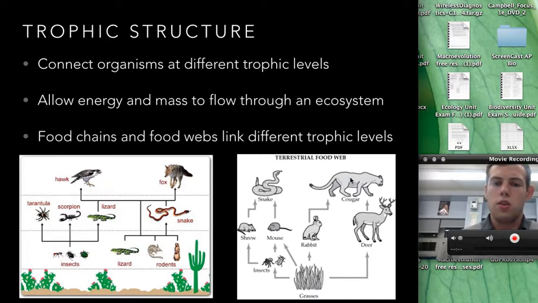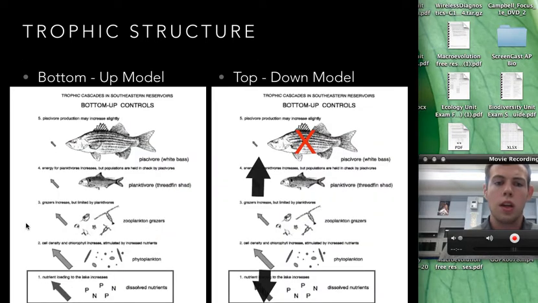Okay? So these food chains that you look at, these food webs that we've got going on, they can be extremely complex within these environments. They are what link together all these different trophic levels. Now, if we want to model this, there are two ways. We have the bottom-up and the top-down model. Now, in the bottom-up model, we have stuff starting from the bottom, which in this case, if we're looking at, say, a lake or a reservoir, we have nutrients, and those nutrients get taken up by phytoplankton.